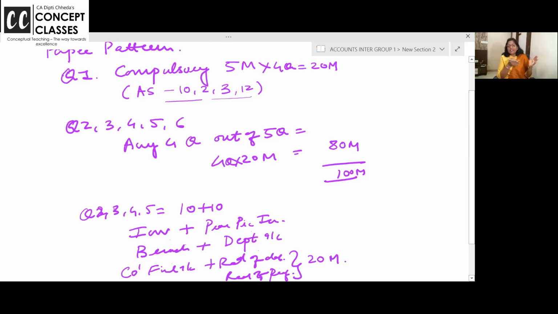More technical than this is your foundation partnership. Now in Inter Group 1, you don't have partnership also. Amalgamation and internal reconstruction also went to Group 2. Consolidation is also there. So actually the portion is very easy, and with the help of this crash course, you can complete it and keep it to revise just 2 days before the exam. Trust me. I don't say this for income tax.